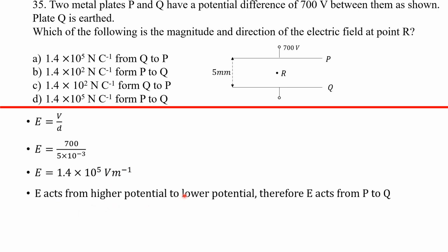Now, E acts from higher potential to lower potential, right? Therefore, E acts from P to Q. This is our higher potential, this is our lower potential. It's possible that you could have had P be negative 700 volts and Q be 0. In that case, E would act from Q to P. But now this guy is 700, so it acts from P to Q, higher potential to lower potential. So our answer there is D.